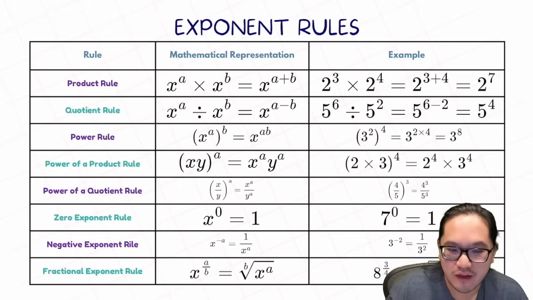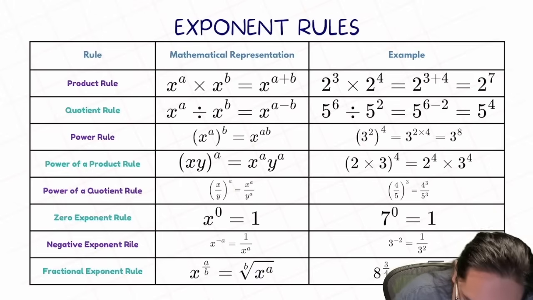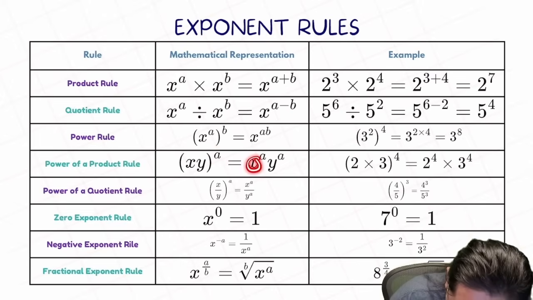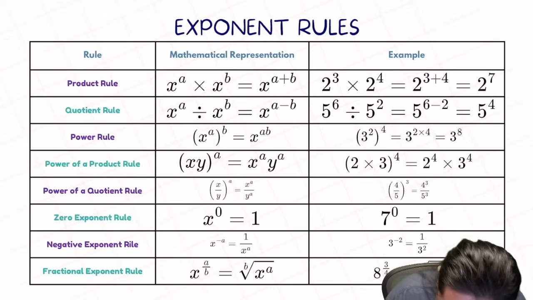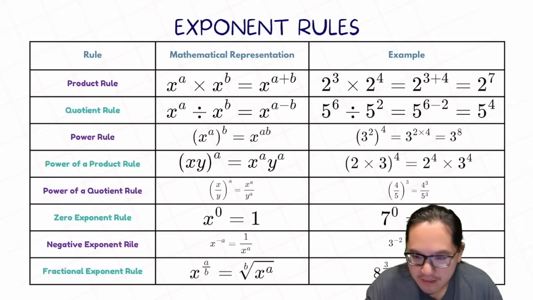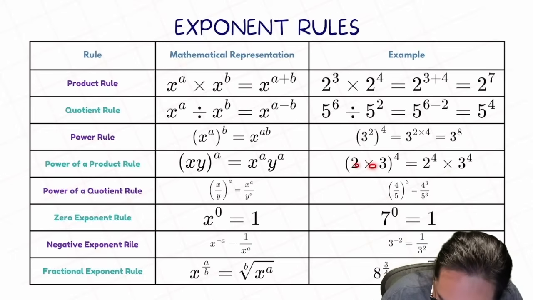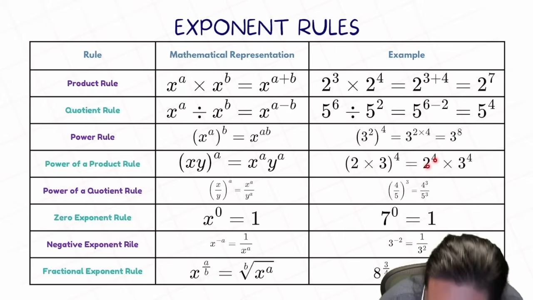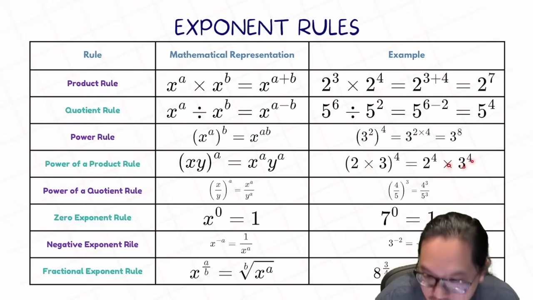So next, we have the power of a product rule. What that means is: parentheses of x and y, two different numbers, close parentheses, with a power of a, is just equal to x to the power a and y to the power of a. So what does that mean in number form? If 2 times 3 is inside the parentheses with a power of 4, it's just equal to 2 to the power of 4 multiplied by 3 to the power of 4.